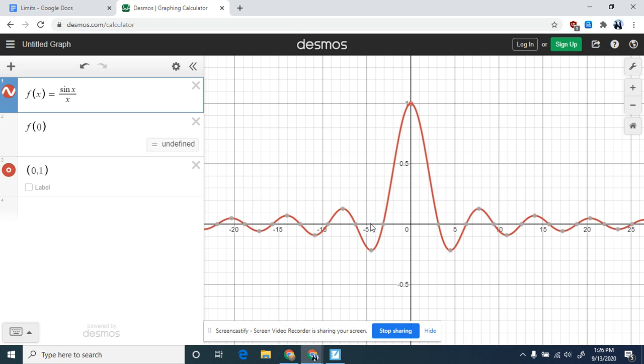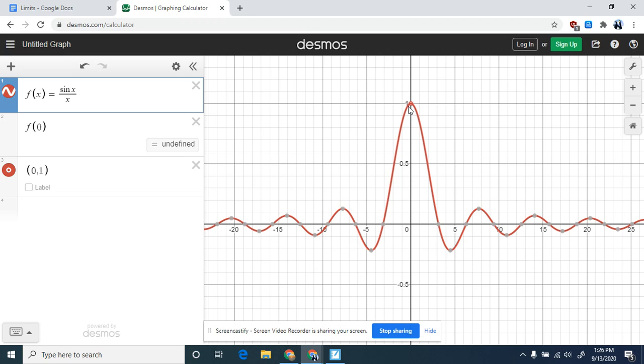Now let me do it this way. As x goes to 0 from the left, right? So I can kind of trace. It's like my little limit buggy as he's crawling along the curve. What is he getting close to as I get close to 0 from the left? And again, you can look at those y values. It's getting close to 1. So this limit is in fact 1.